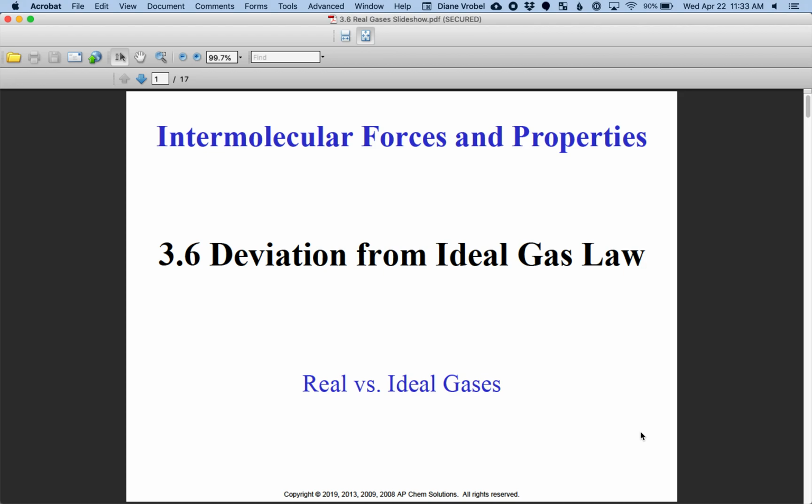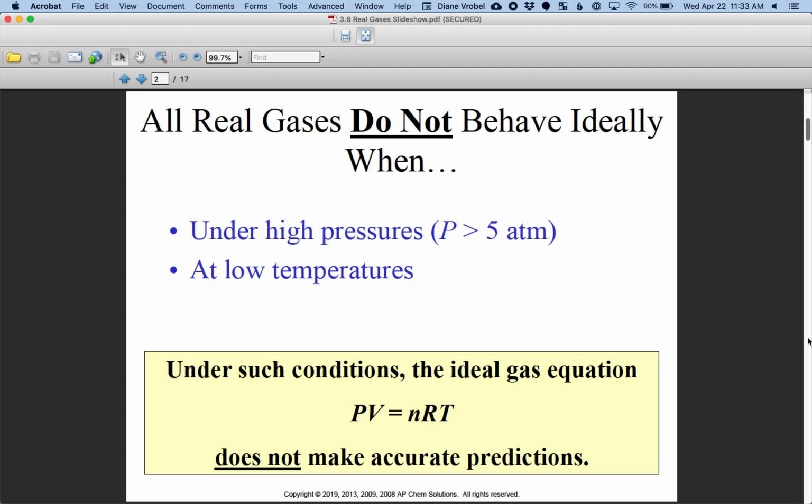I want to talk about how gases actually do not follow the ideal gas law. And there's going to be a couple takeaway messages that you're going to get from this section. Now, the most important thing that I would remember is that when we're talking about high pressure, and notice that high pressure is anything over 5 atmospheres, and also low temperature, this is where gases no longer behave as ideal gases. So they don't follow the ideal gas law.